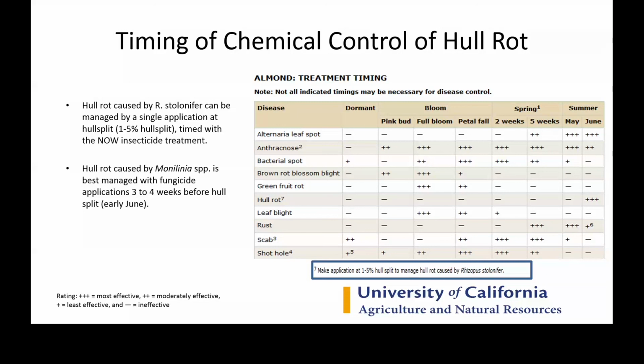In terms of hull rot that is caused by Monilinia fructicola or Monilinia species, the timing is important here, and it's best managed with fungicide application 3 to 4 weeks before hull split. So, for example, here in Kern County, we start seeing the hull split the first week, sometimes the end of June or the first week of July. That's why I mentioned in my presentation early June, 3 to 4 weeks before your application for Rhizopus. That's when you apply to manage hull rot caused by Monilinia species.